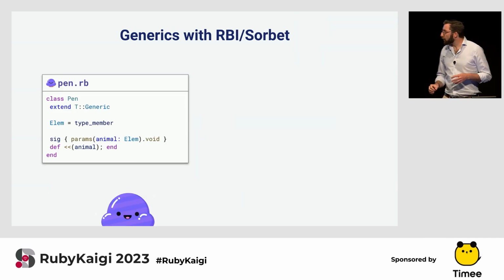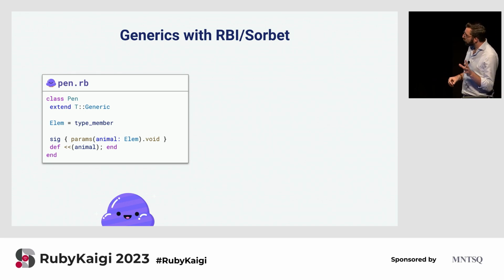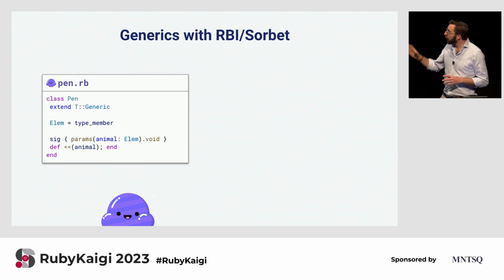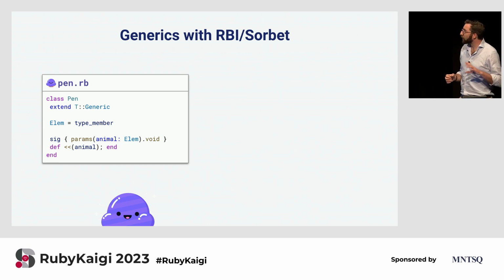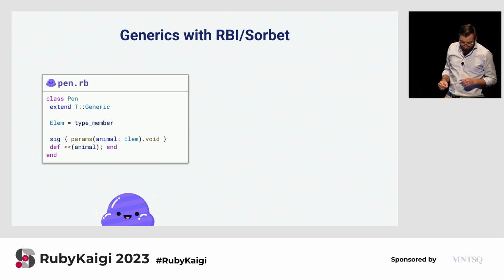In Sorbet, it's a bit different. In your Ruby code, you have to extend T::Generic, which is going to do some magic that I'm going to show. And you define a constant, Elem here, that is the equivalent of T in the other representation, that is going to be the type member of the thing. And we can use the constant as the type of the accumulator.